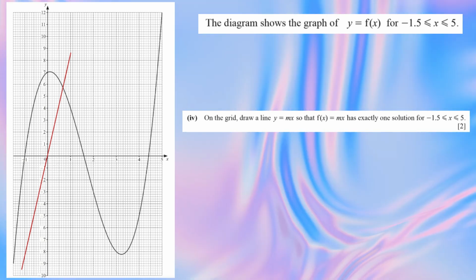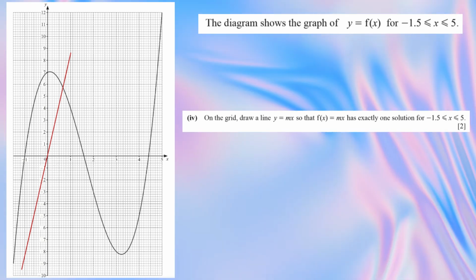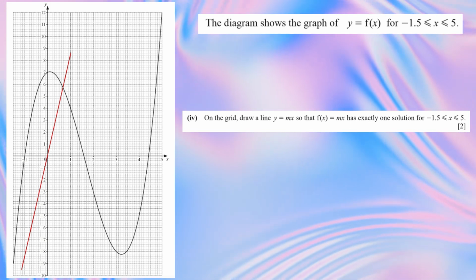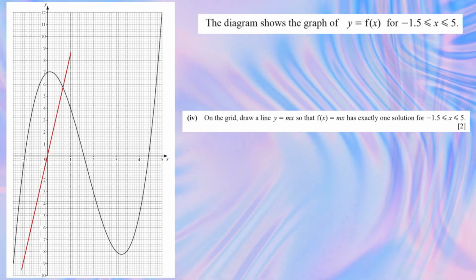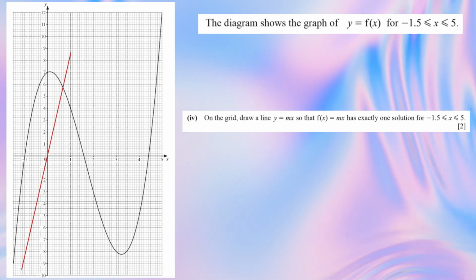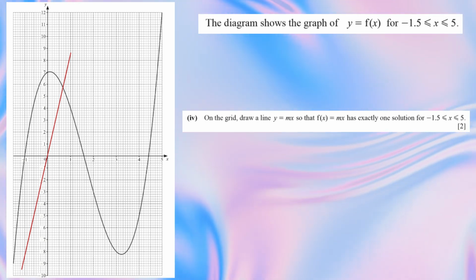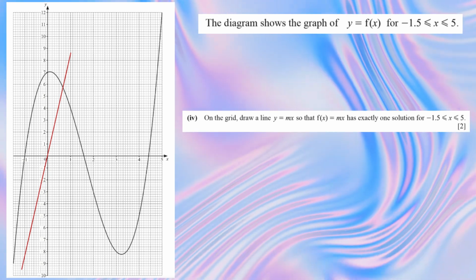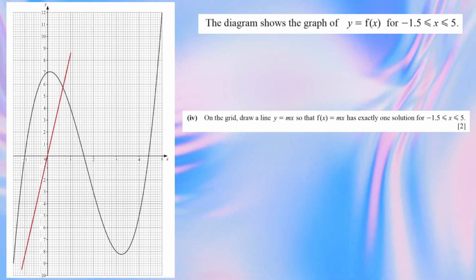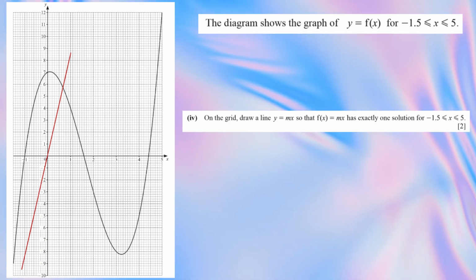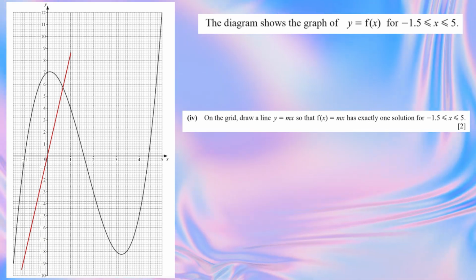Now we have to ensure that the line y equals mx intersects the graph of y equals f of x only once within the domain -1.5 to 5. To do this, we need to choose an appropriate value of the gradient. The gradient should be such that the line y equals mx intersects the graph of y equals f of x at only one point within this interval. In other words, we just have to make sure the line is drawn in a way that it only intersects the graph of y equals f of x once.